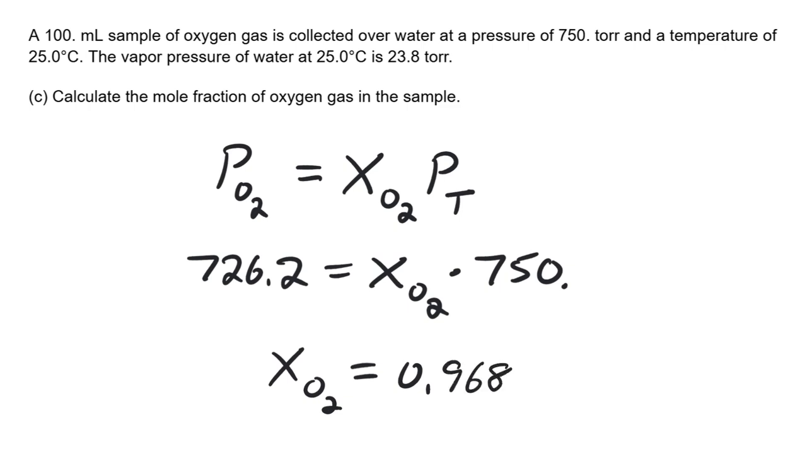Which means that another way to think about this is that 96.8% of all of the molecules are oxygen molecules, and then the remainder are water molecules. Or another way to think about this is that 96.8% of the total pressure in the sample is being caused by oxygen, and the remainder is being caused by water. Mole fraction has a tendency to confuse kids. It's actually a really simple concept. It's just a percentage written in decimal form.